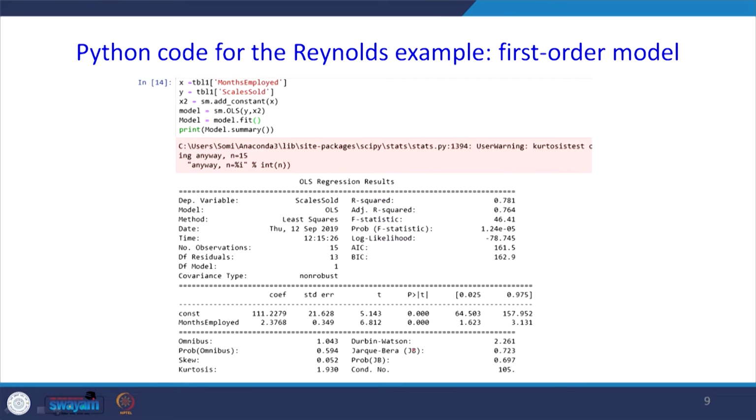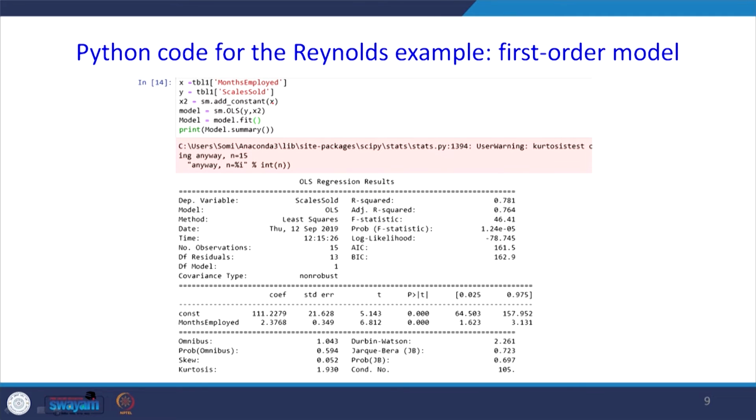So, x equal to tb1, that is my months employed, the independent variable, and y is tb1 in square bracket scale sold, that is my dependent variable. I am going to add x2 equal to sm.add_constant, so that in my regression model I will get a constant. So, model equal to sm.OLS, ordinary least squares, with y as the dependent variable and x2 as the independent variable, because in x2 I am going to have the x variable also. So, model equal to model.fit.